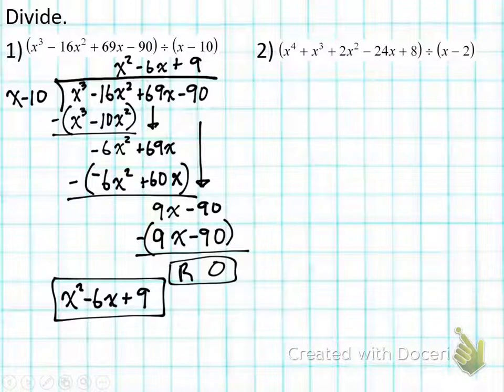Y'all got that? Okay, kind of hard. Watch me do number 2. First thing I'm checking is what's my dividend and my divisor, and x to the 4th is the biggest one, so there's going to be an extra set of numbers to deal with. Are there any missing terms? No, x to the 4th, x cubed, x squared, x, and constants are all there.